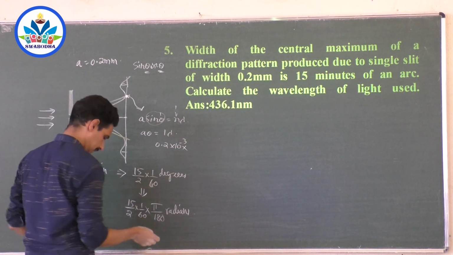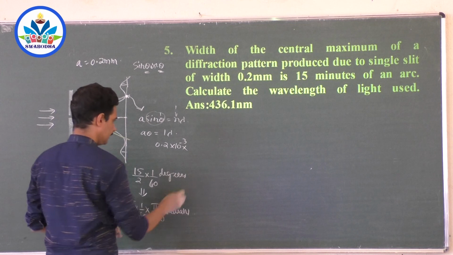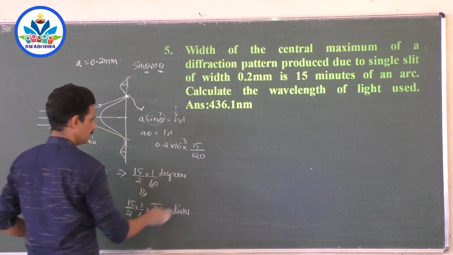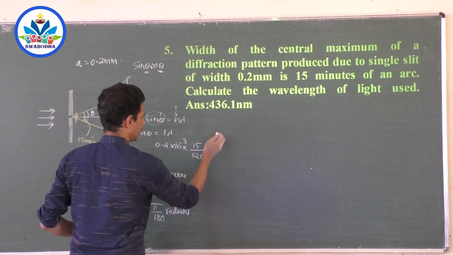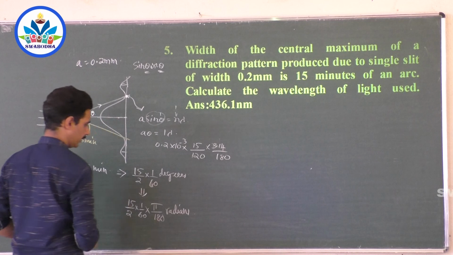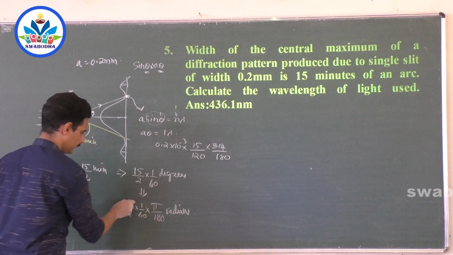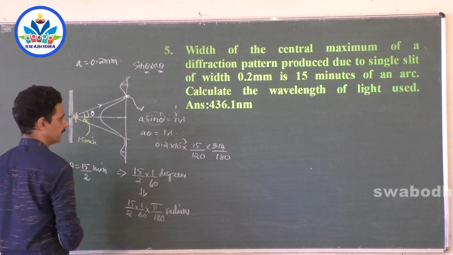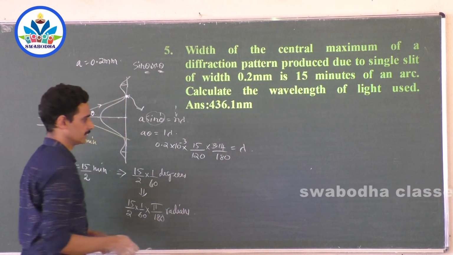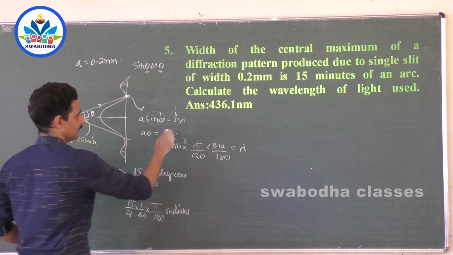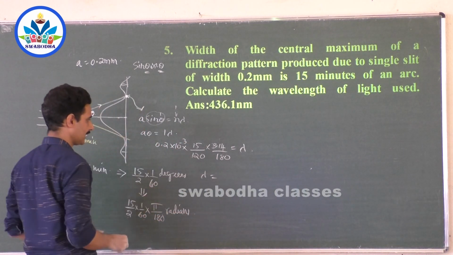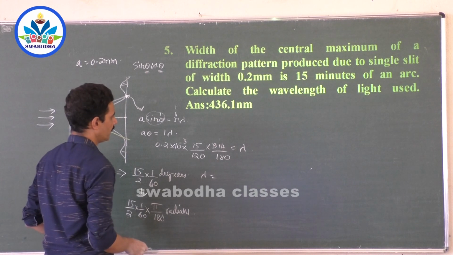That is 15 by 120, into pi, which I can write as 3.14 by 180. So a theta is 0.2 millimeter into 15 by 120, into 3.14 by 180. That is lambda, which is what is asked. And we will calculate. Let us see whether we get approximately this, because I don't have a calculator. If you have a calculator, please check it. Will you get the same answer?